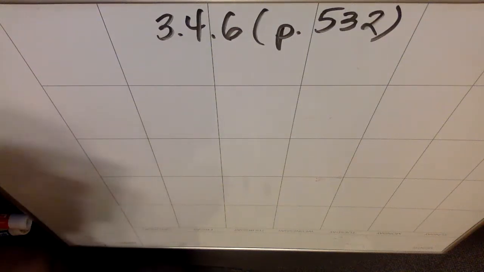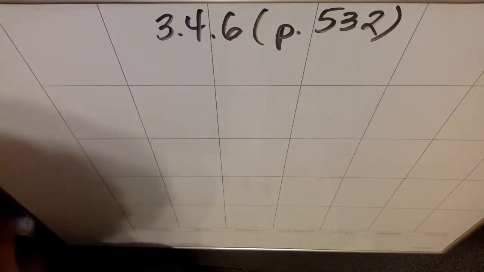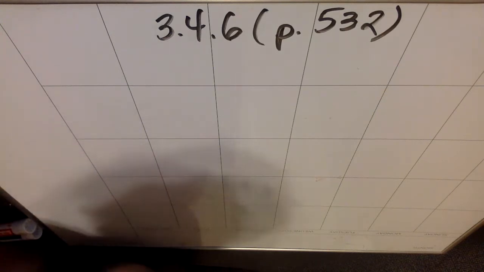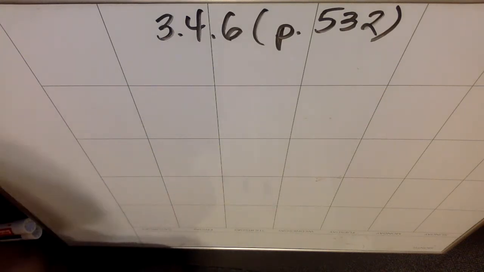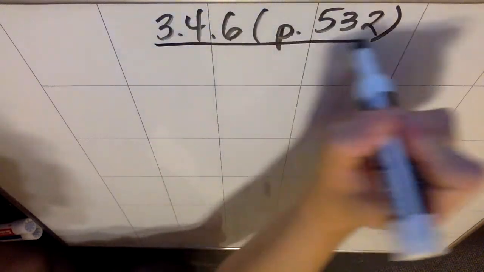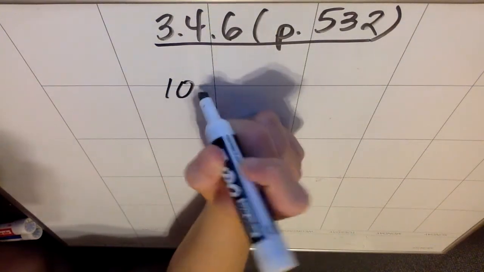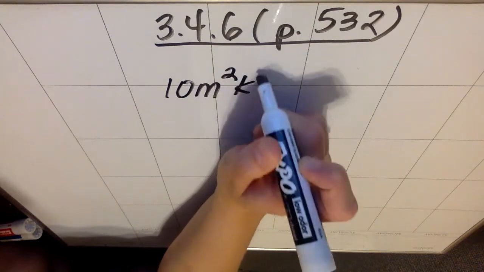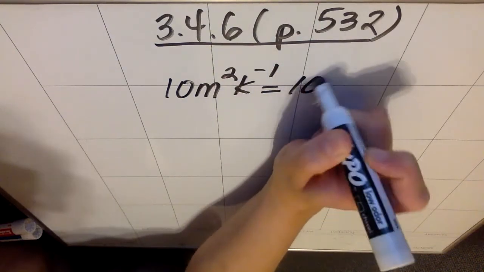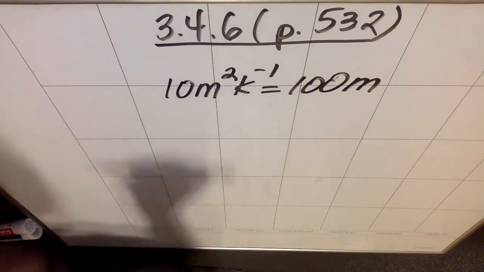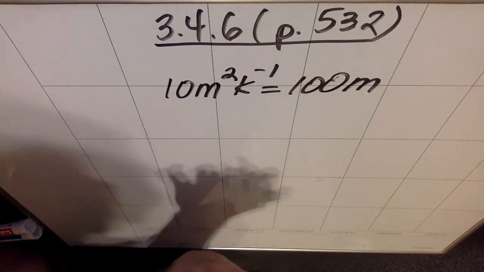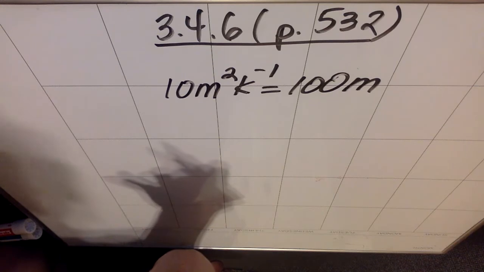We are doing 3.4.6 of SAT Prep, which is practice test 3, section 4, number 6, on page 532. If m and k are positive and 10m squared k to the negative 1 equals 100m, what is m to the negative 1 in terms of k? So we need to write out exactly what they said, which is 10m squared k to the negative 1 equals 100m. And what they want is for us to solve for m inverse, or m to the negative first, right? There's a couple of different ways to do this.